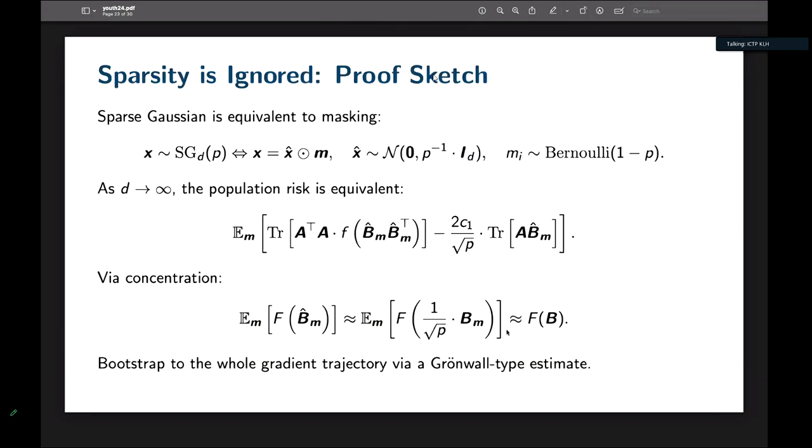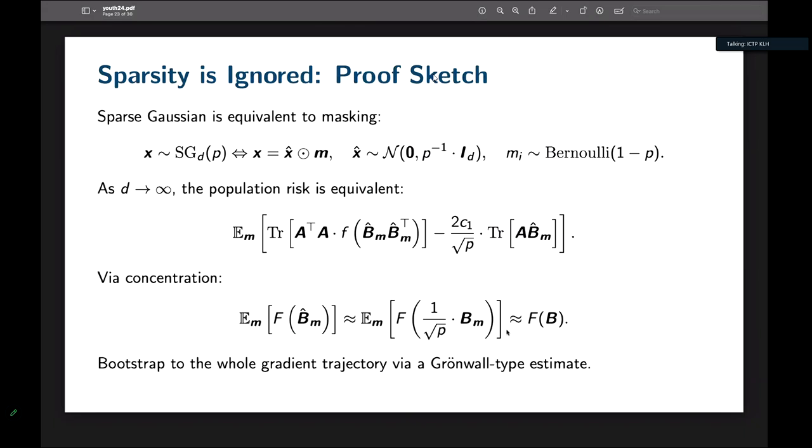Well, I will very quickly sketch how you go about the proof. The idea is the following. Sparse Gaussian is essentially Gaussian which is masked with correct scalings. Then, if dimension is large, we can formulate an equivalent objective to the population risk. It looks almost familiar to the previous one, except for this horrible matrix here and this rescaling here. What the matrix does is you take the matrix B, you take the corresponding mask for the Gaussian, you mask all the rows with respect to this mask, and then you rescale the rows to be norm one. This is what hat means, and M means masking.